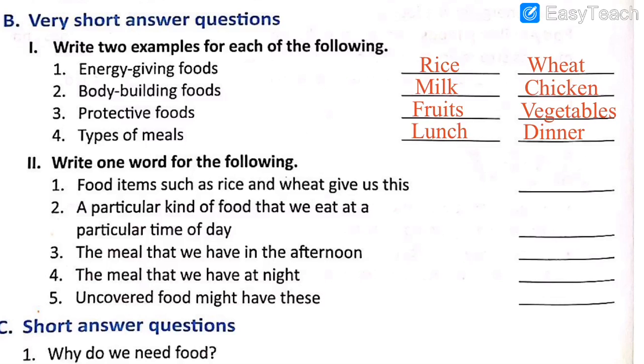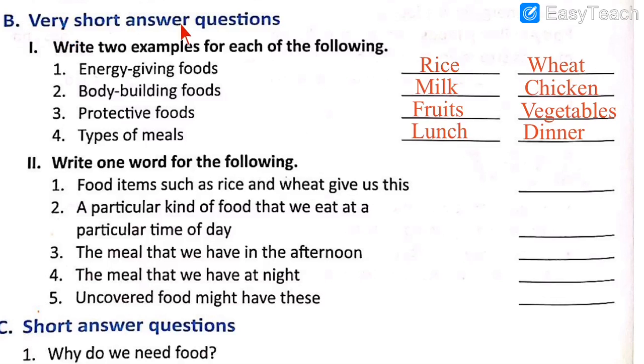So now the third question we solved for today, that is, write 2 examples. Let's read again. Energy giving foods, rice and wheat; bodybuilding food, milk and chicken; protective food, fruits and vegetables; types of meals, lunch and dinner. So those were the 2 example questions, and I hope you have written questions as well as the answers in your book. I repeat, this exercise for today is just for the practice.